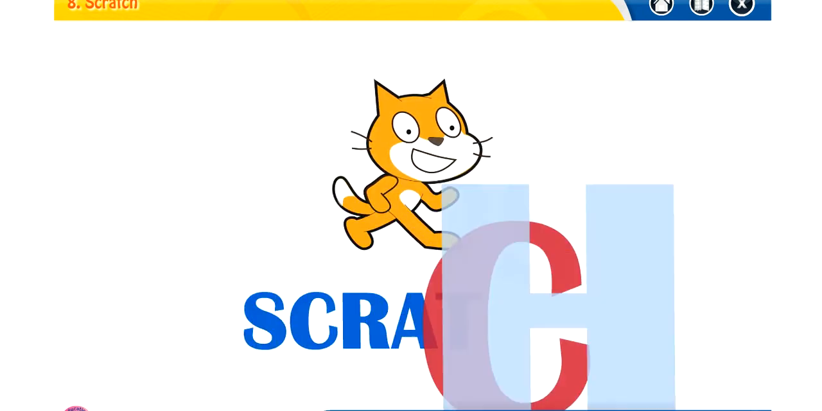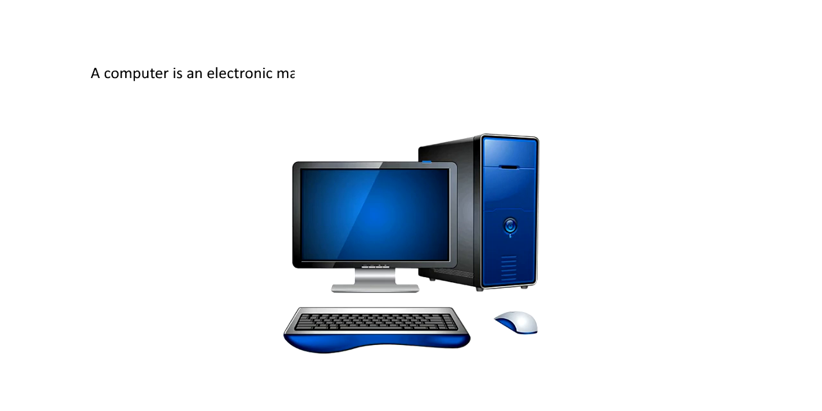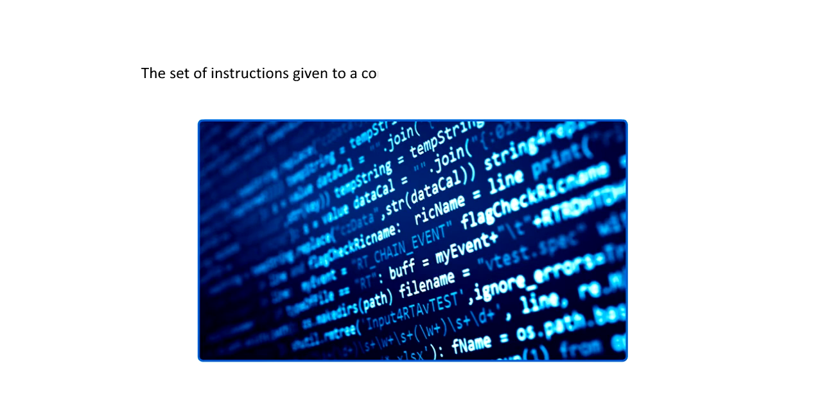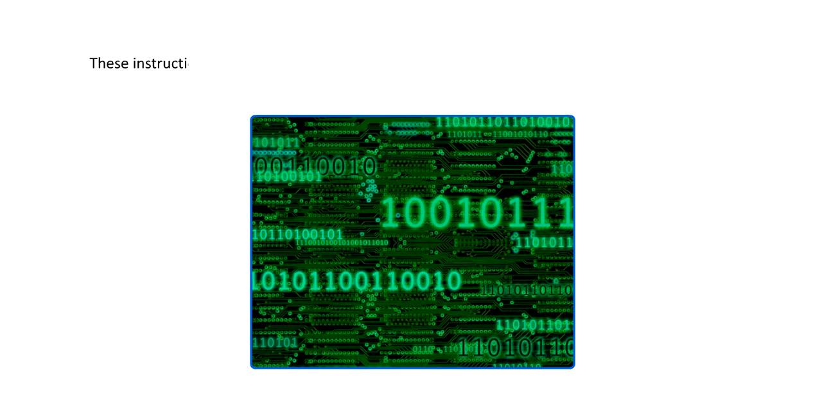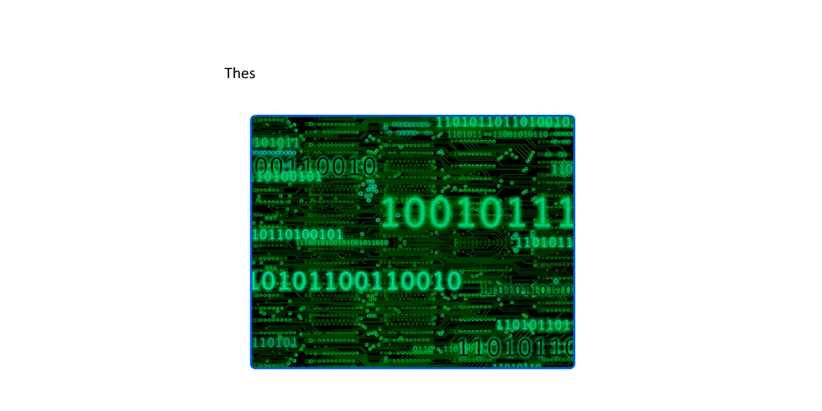Students, today we are going to learn about Scratch. A computer is an electronic machine which performs a task based on the instructions given to it. The set of instructions given to a computer to carry out a task is called a program. These instructions are provided to the computer using a particular computer language that it can understand. These languages are known as programming languages.